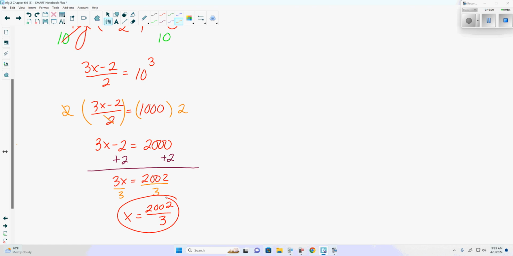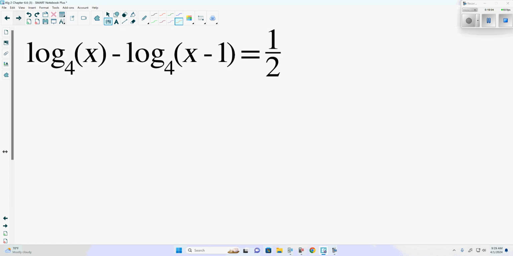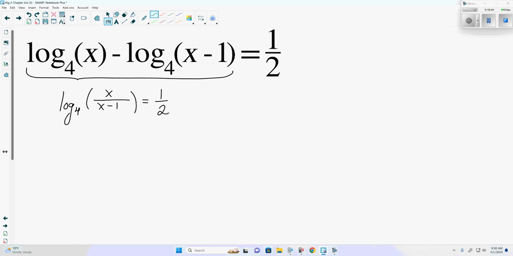Questions on this here? We'll look at one more, and then we'll be done for the day. I think that's actually the last one. If I remember right, I might be wrong. 2 more, but I think 1 more and we'll feel comfortable with these, yes? Since we have 2 logs being subtracted, we can rewrite it as a single log with what's inside being divided.